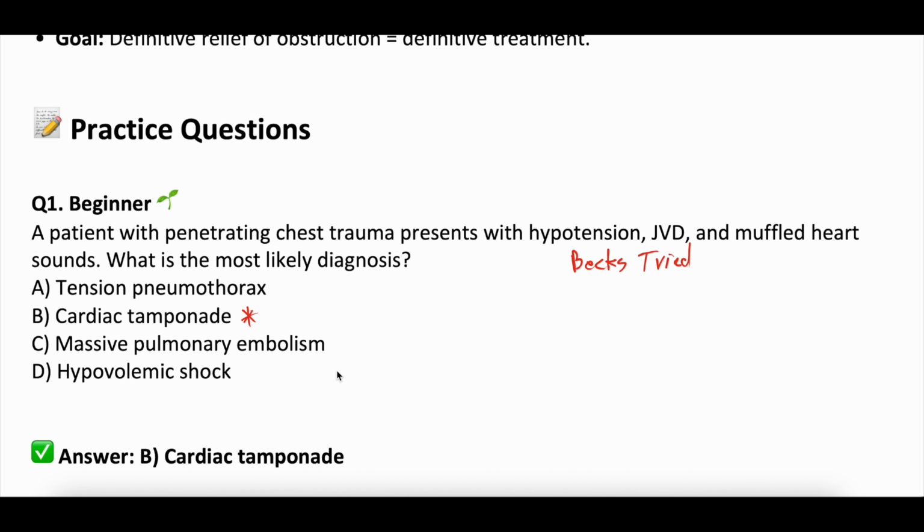And then hypovolemic shock, you'd see hypotension, but you will not have JVD because your intravascular volume is low. You're not going to have muffled heart sounds. It's more just a distractor. So the correct answer is B, cardiac tamponade.